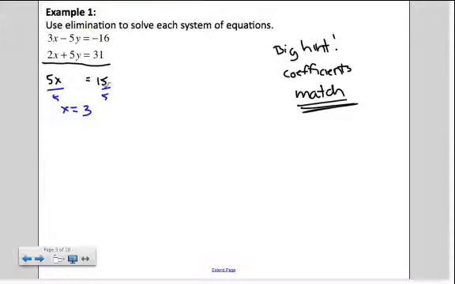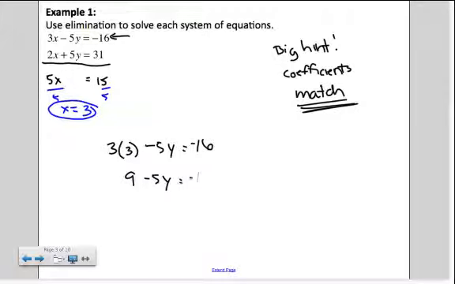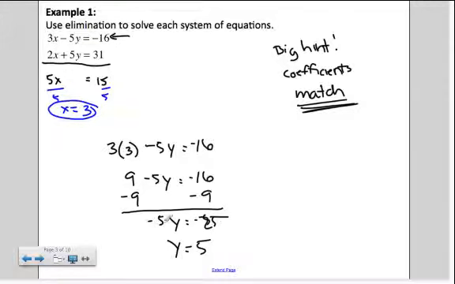All right, and now that I know that x is 3, I can substitute 3 in for x into one of these equations. Now, it does not matter which one you choose. I'm going to choose the first one just for grins. All right, so I've got 3 times 3 minus 5y equals negative 16. So 9 minus 5y equals negative 16. Subtract 9 from both sides. Negative 5y equals negative 25. So y equals positive 5, because negative 25 divided by negative 5 is positive 5. So our solution is (3, 5). Yay! We eliminated the y's.